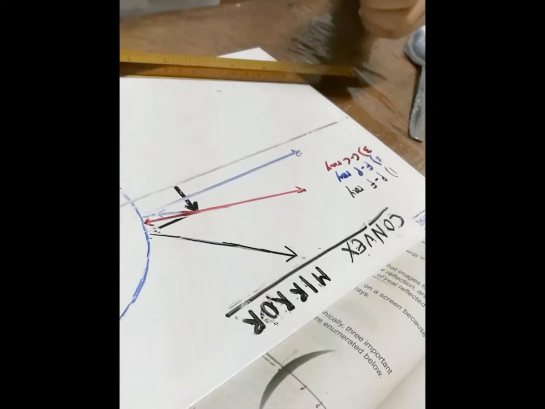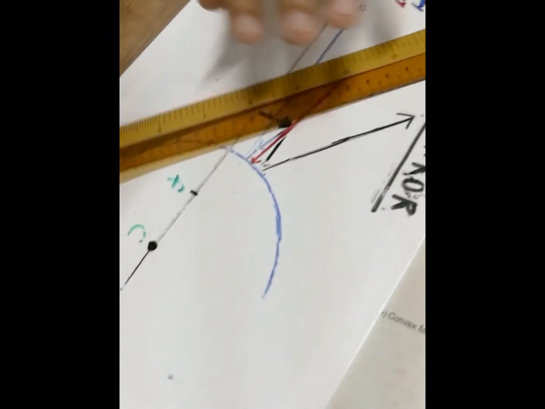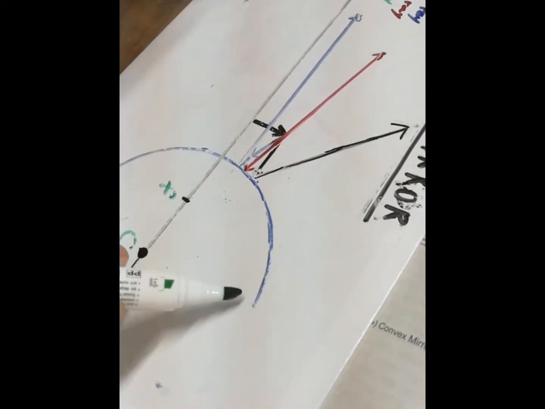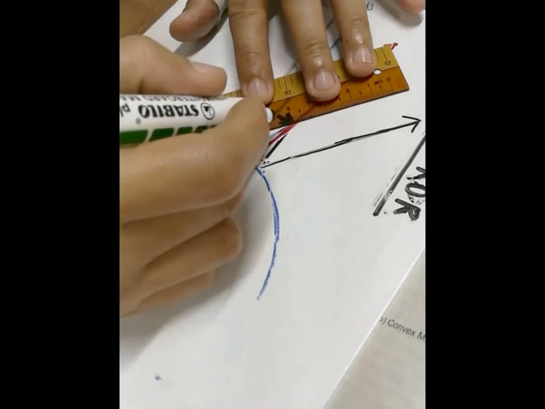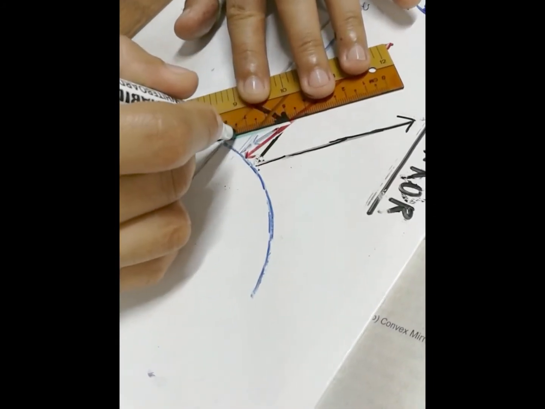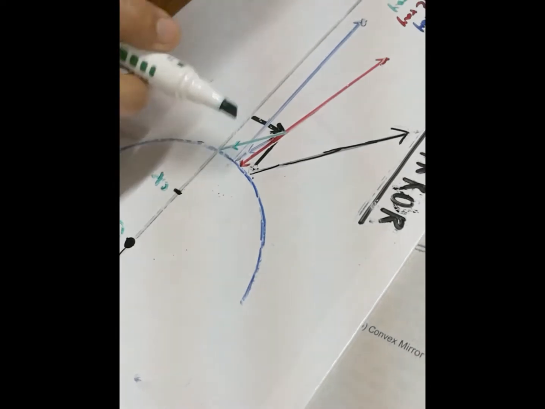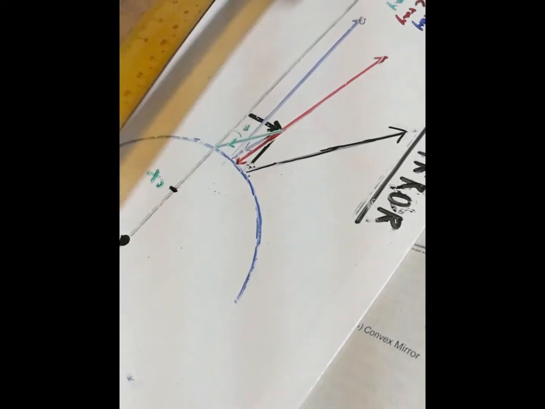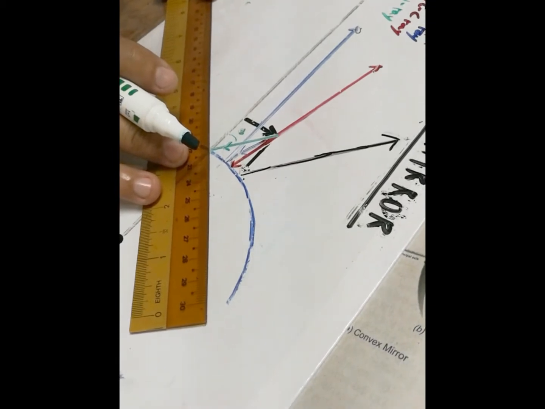And then the last ray is the V ray. The V ray is called the vertex ray. So it's a light ray that hits the vertex, right? Remember the vertex is where the principal axis and the surface of the mirror meet. So it's here. So again, from the top, I'm going to draw a ray like that. It hits the vertex. Now I'm going to estimate this angle here, and I'm going to reflect it in such a way that it forms the same angle.